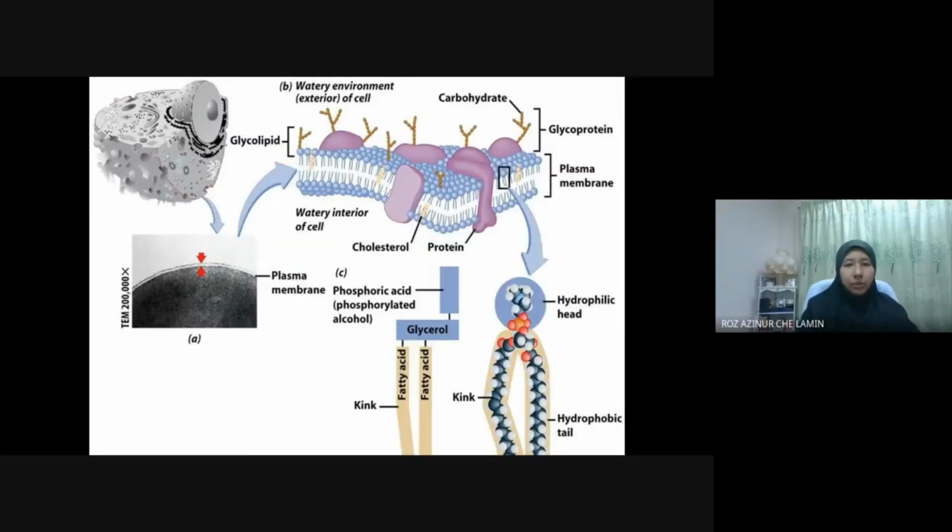Now, if we look at this diagram, this is a plasma membrane. This is the cross section of the plasma membrane, which we can see here. This is a phospholipid bilayer. And then if we focus on this layer itself, you can see here this is the head part of the phospholipid. This is the tail part of the phospholipid.